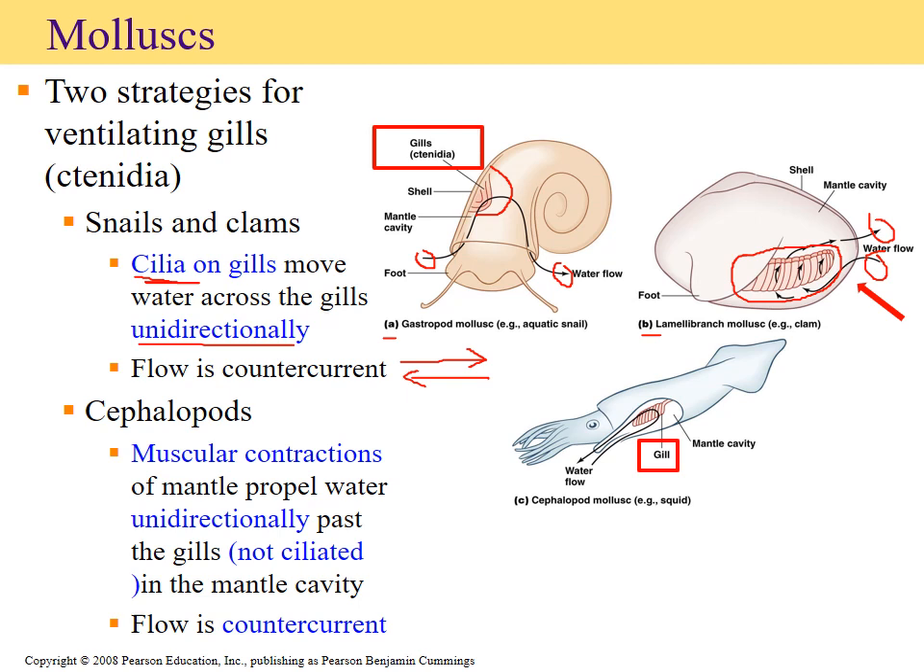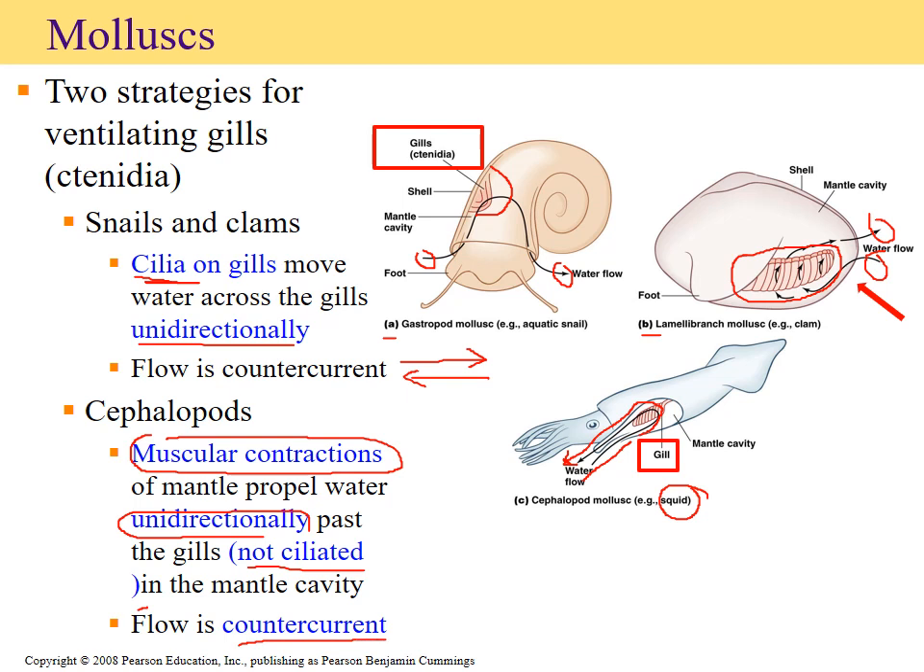If you now look at more advanced level organisms within this category, like our squid or even our octopus, we are not going to be utilizing ciliated gills because they're not there. There's no cilia on the gills. Instead, you're going to rely on muscular contraction. And the muscular contractions are going to be able to pump water into the cavity across the gill and then out to a secondary site. So since it's doing that, it's also unidirectional. The flow is also countercurrent.